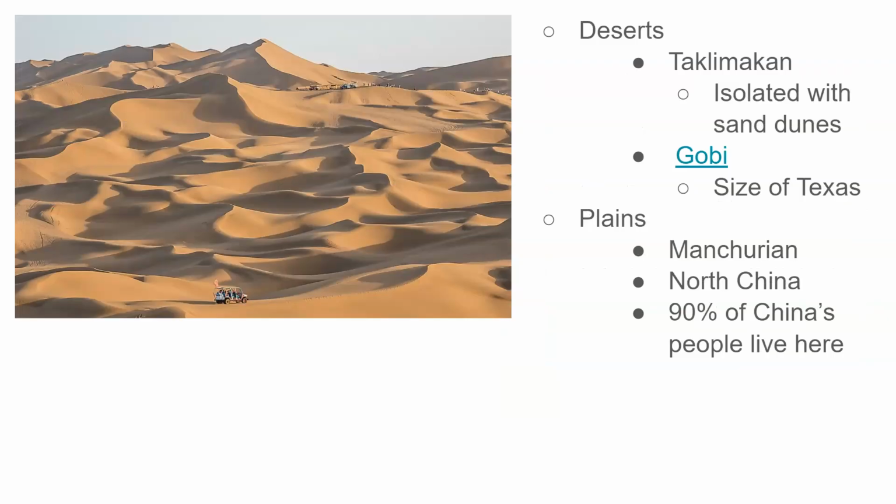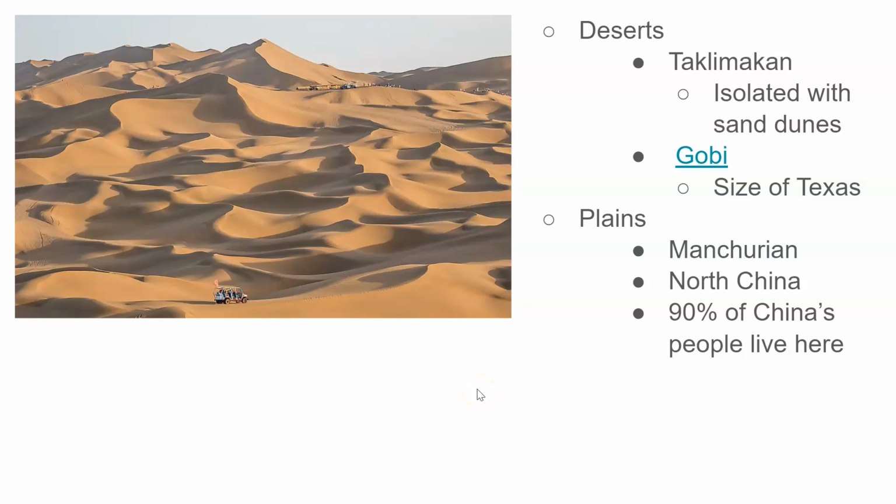Now, speaking of deserts, we've got two major deserts in this region. You're going to see the Taklamakan, which tends to be very isolated. You're going to see the sand dunes, and the wind is going to create these peak-like shapes that you see classically in deserts.